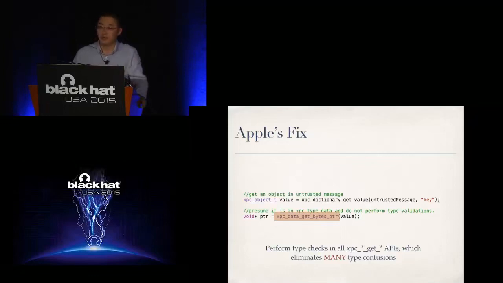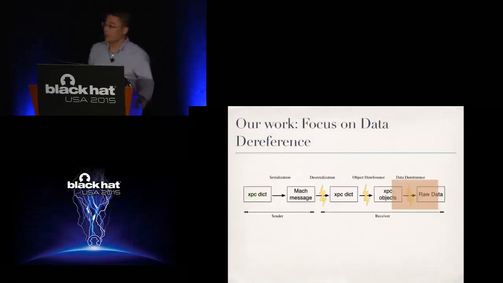So it fundamentally fixed all these kinds of type confusions. And actually, independently, we found a lot of type confusions on the iOS platform, but unfortunately, we found Apple had already fixed these kinds of vulnerabilities. So we took a step further, and we focused on the data dereference part. Given the raw data, how the server side handles this data will introduce security problems.